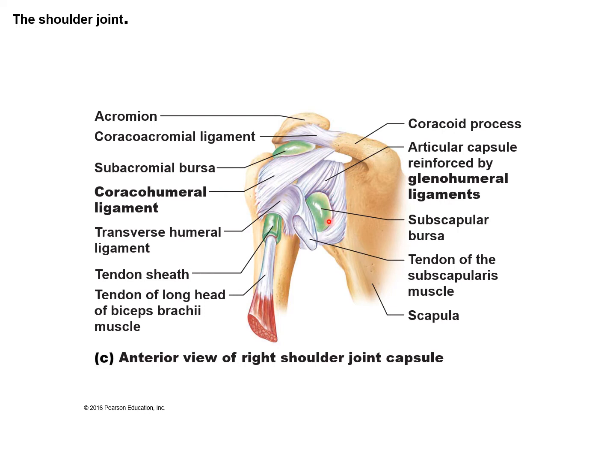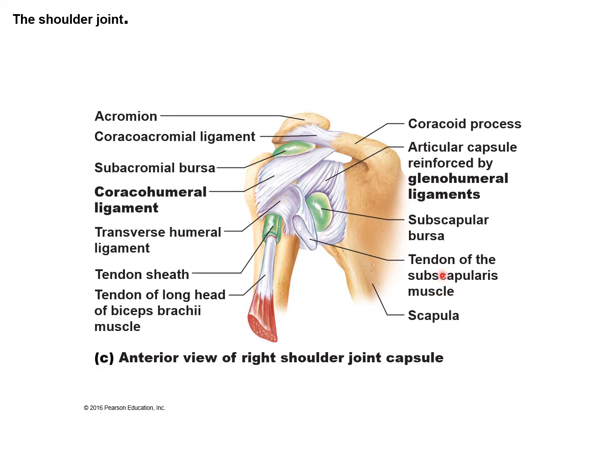We have a subscapular bursa. Subscapular is actually going to be under a muscle called the subscapularis. Remember that the subscapularis is one of our 4 rotator cuff muscles. So we do have a bursa that's going to be existing under that. We have a tendon here of the subscapularis muscle. The subscapularis muscle is also a rotator cuff muscle.